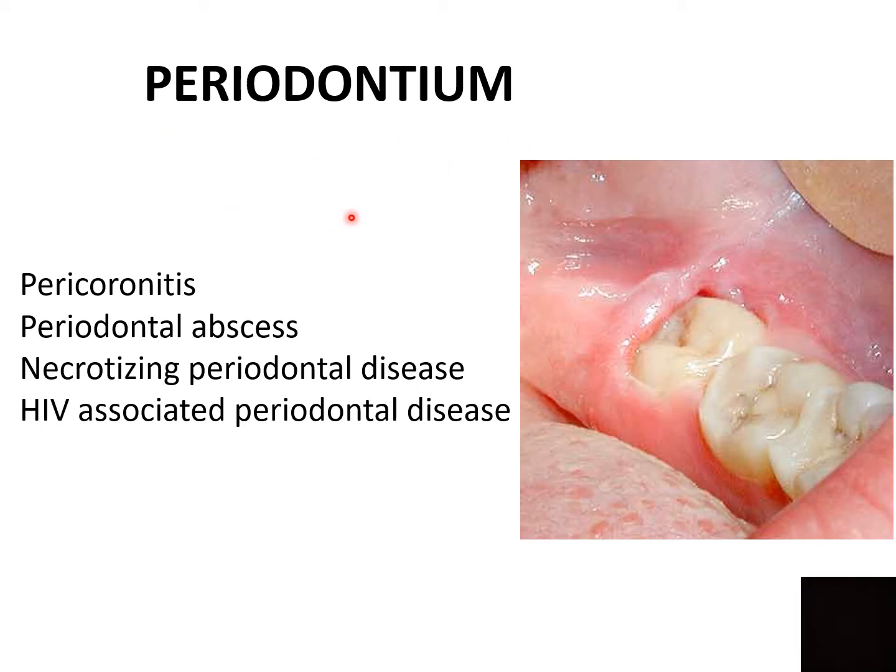Common conditions which can lead to pain are pericoronitis around partially erupted third molars, periodontal abscess, which we'll see in the next slide, necrotizing periodontal disease, and HIV-associated periodontal disease, which is fortunately not so common now because of improved antiretroviral therapy. But the hallmark of HIV-associated periodontal disease is rapid bone loss and nocturnal pain.